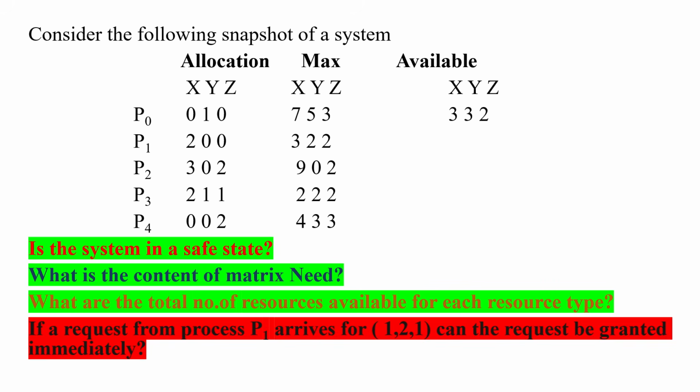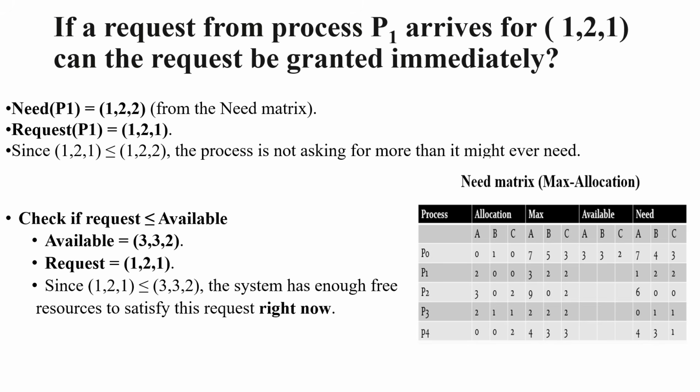Then what about the last question? If a request from P1 arrives for 1 0 2, can the request be granted or not? So here request is 1 0 2. So I have to check with the resource request algorithm. The resource request algorithm tells you first I want to check request is less than or equal to available. What is the request? 1 0 2 is less than or equal to 3 3 2. It is lesser, right? So I can go with the next step.